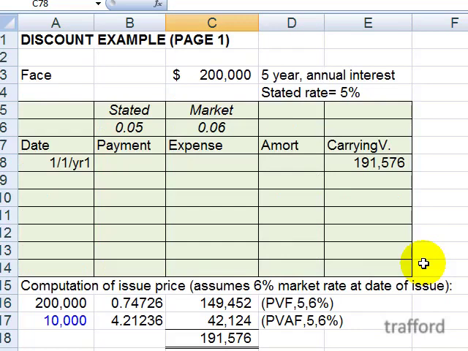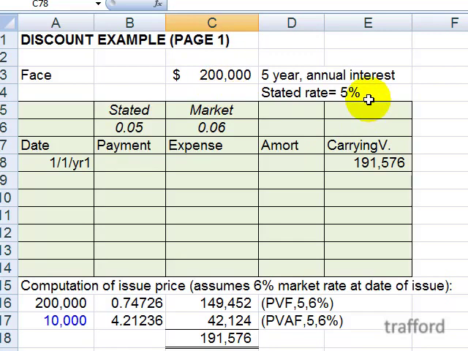Well, first of all, let's consider a discount situation. A bond is issued at a discount when the issue price is less than the face value of the bond. So we know in advance, since this is labeled discount example, that this bond is going to be issued for something less than $200,000. Why would that be the case? Well, a bond is issued at a discount anytime the stated rate of interest is less than the effective rate or the market rate of interest.